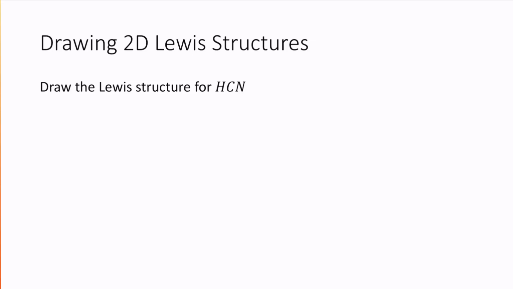All right, let's look at one more example. Hydrogen has 1 valence electron, carbon has 4, and nitrogen has 5, so we have a total of 10 valence electrons. Hydrogen is the least electronegative atom out of these 3. However, hydrogen can never be the central atom. So that means carbon has to be my central atom. And I can draw hydrogen on one side, nitrogen on one side, and bond them to my central atom.